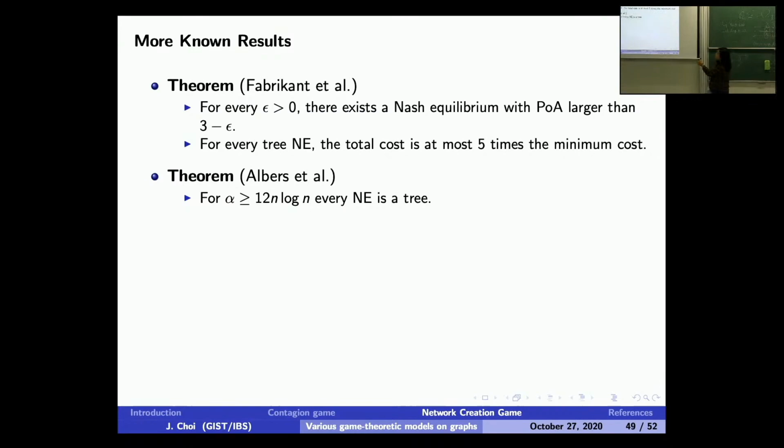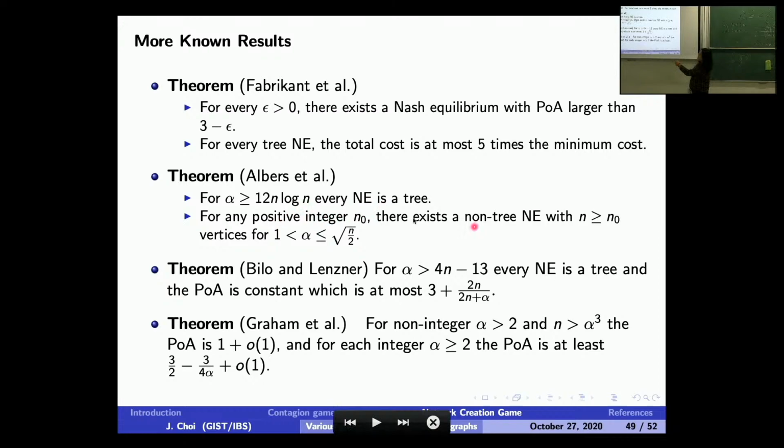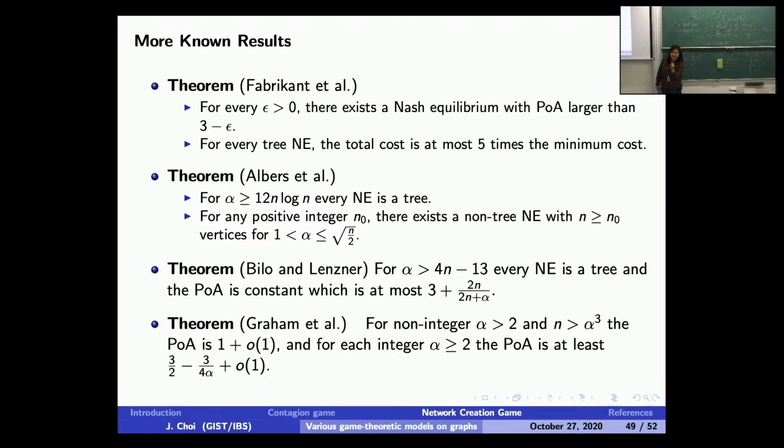Up to here, still good news. If alpha is at least 12 log n, then every Nash equilibrium is a tree. It's not a constant, right? Because the tree conjecture is saying that there should exist a certain constant, but in this case it depends on n. Still, compared to n squared and n log n, it is meaningful.